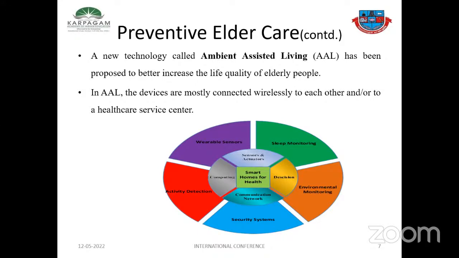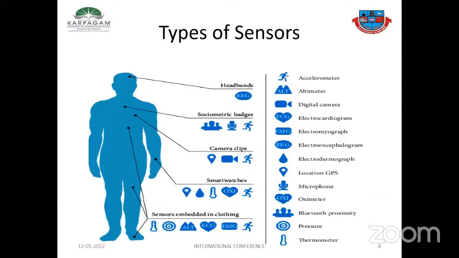The key components are sensors and actuators, computing processes, decision making, and communication; a wireless communication network is involved in this process. There are various types of sensors involved with this preventive elder care. Some of the sensors are wearable, some are implantable. Examples are headbands, sociometric badges, camera clips, smart watches, accelerometer, and altimeter. These are all examples of wearable sensors.